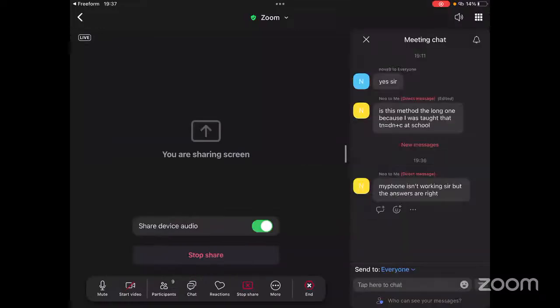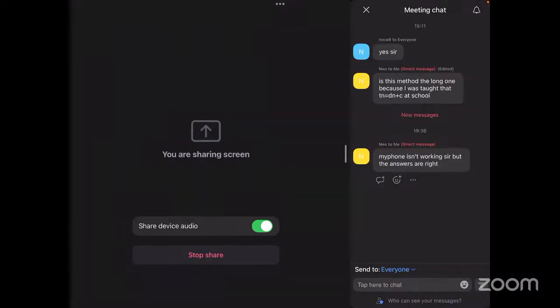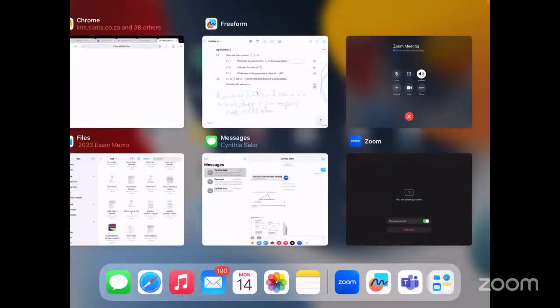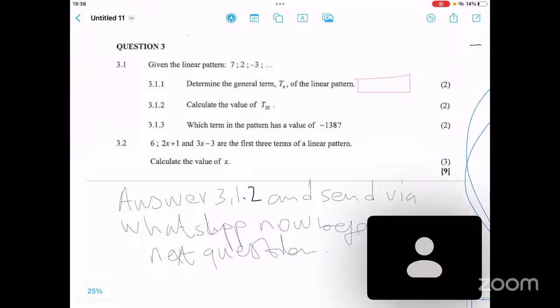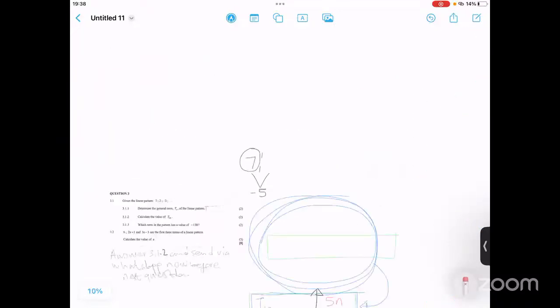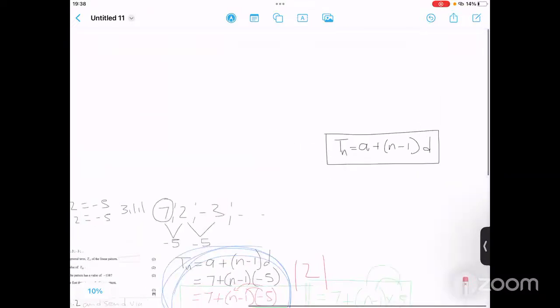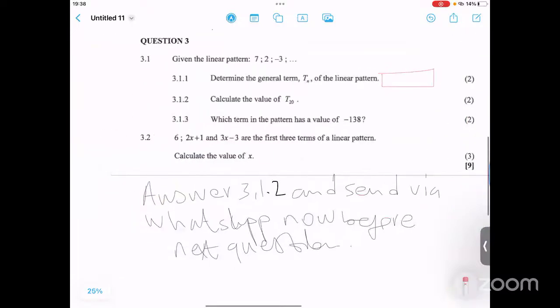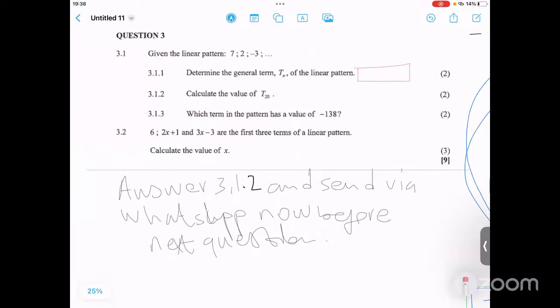Is this Nova 9? Oh, no. The one who sent the text is Neo. Yes, it's Neo. My phone isn't working, sir, but the answers are right. Okay. If your answers are right, then you can stick to that formula as long as you are able to interpret it. I'm pretty much sure that that C probably represents something else. But whatever that formula is doing, this is where it is coming from. So it may be a shortcut. If you understand how to apply it, then you are welcome to do so.